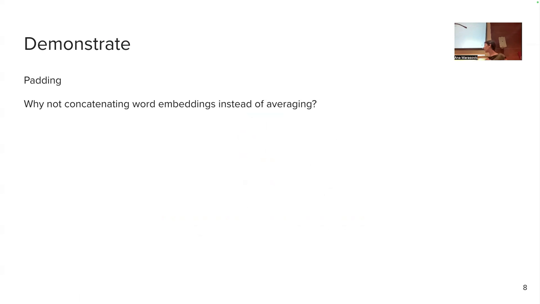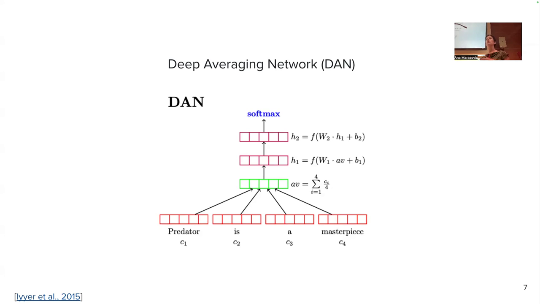Okay, so I also want you to remember what kind of operation we can use to produce a single vector from multiple word embeddings. One choice is averaging.